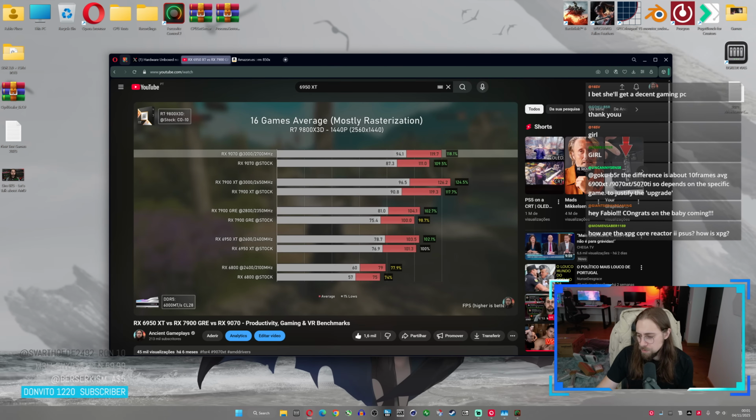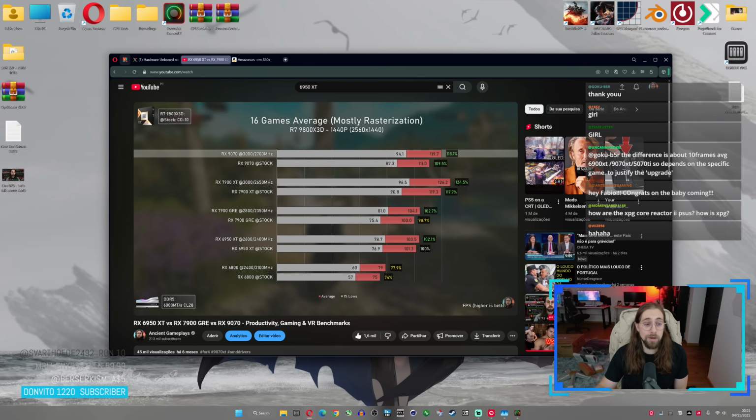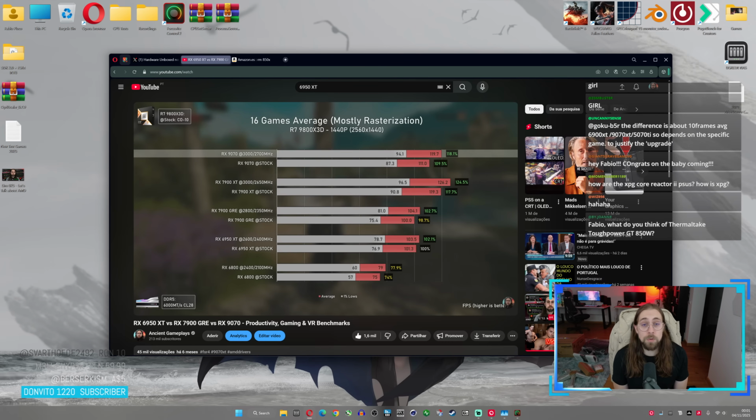How are the XPG core reactor PSUs? Well, it depends usually on the models, but I didn't really test those ones. The PSUs that I have right now are working all perfectly, so no issues whatsoever.